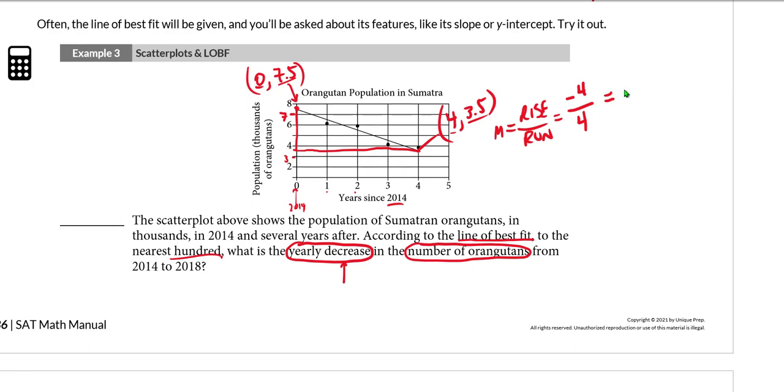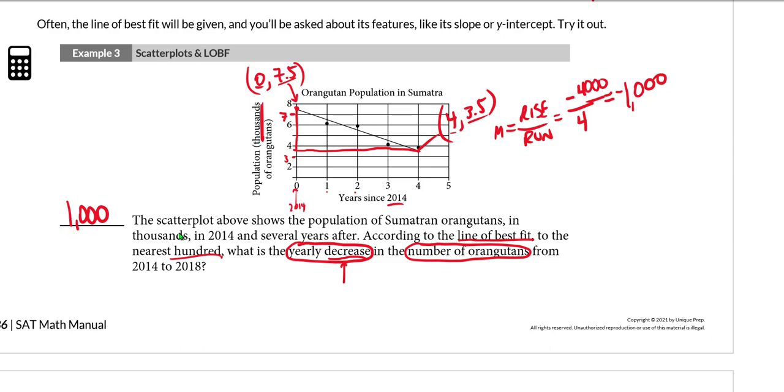So this equals negative 1. We do have to keep in mind that that negative 4 is actually negative 4,000. Why don't we write that? Negative 4,000 over 4, which is negative 1,000, which means that my yearly decrease is 1,000 orangutans per year. That's what this number right here means. The population will decrease by 1,000 each year. Over 4 years, it will be 4,000. So the yearly decrease is 1,000. That is the yearly decrease. Whether or not you would need the negative, well, the question says what is the decrease? So the decrease is 1,000. You do not need the negative here.